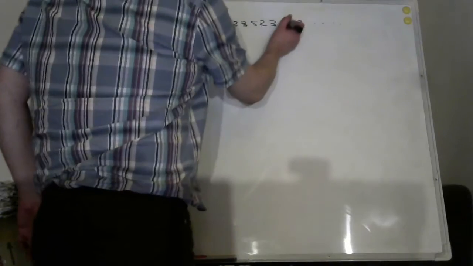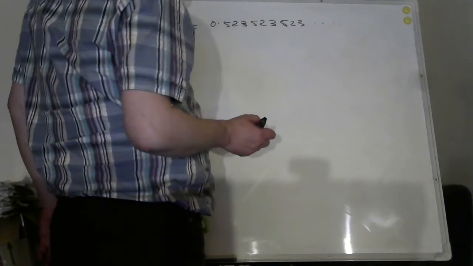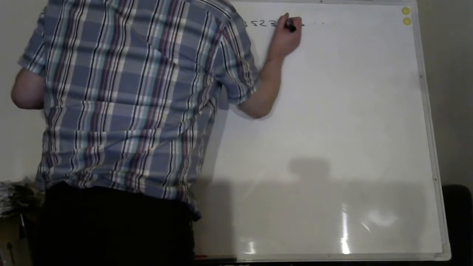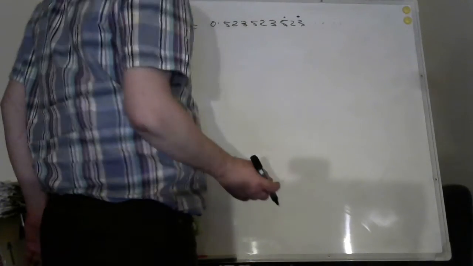Would you put a dot above the 5, the 2, and the 3? Well, actually, yeah, the 5 and the 3. Right, put the dot on the 5 and the 3? Yeah, like that? I can't remember. Yeah, you put it at the beginning and the end of the sequence.